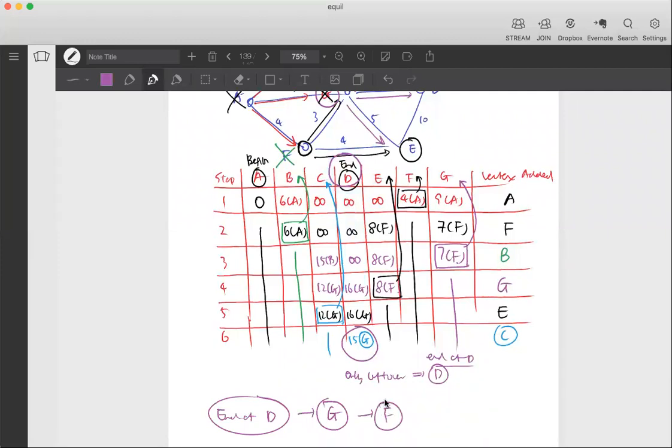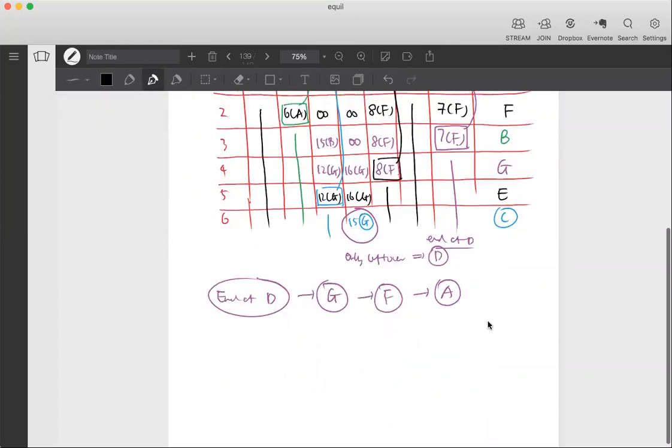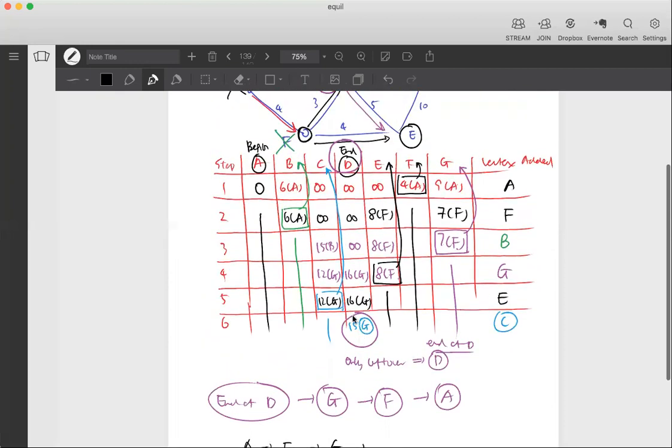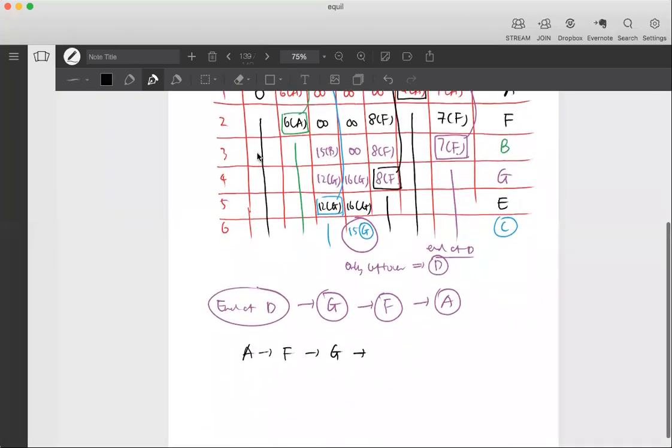And then backtrack again. Where does F come from? F is coming from A directly. So once you finish the backtracking, you can just write down the forward path. It's A to F to G to... G here is coming from C, right? Sorry, I just missed it here.